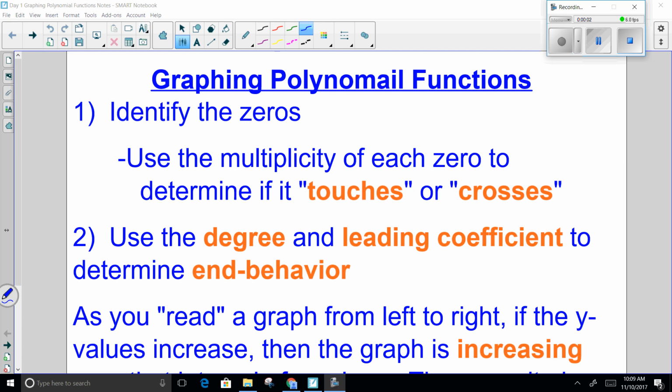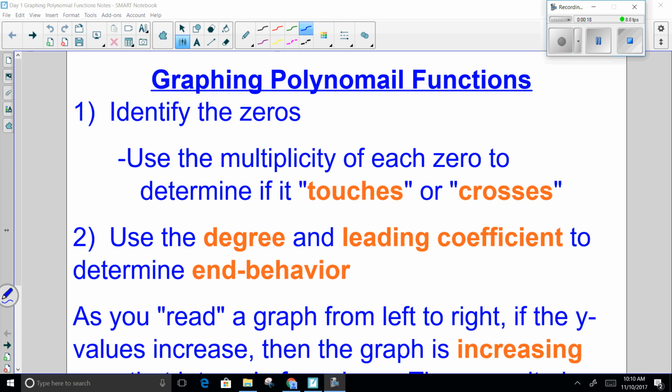Today we're going to talk about graphing polynomial functions. We're going to use a lot of the knowledge that we learned in the previous unit in order to graph polynomial and rational functions. So this is the first learning target, graphing polynomial functions.